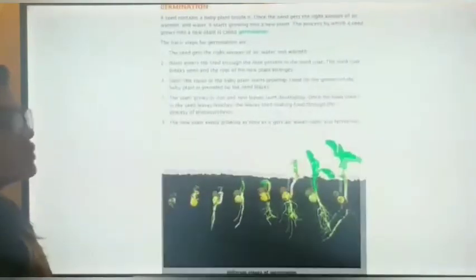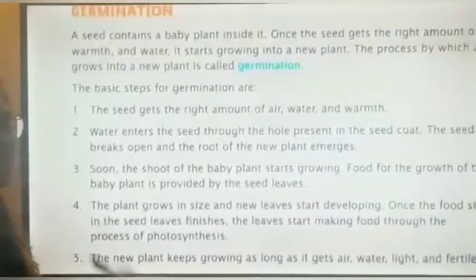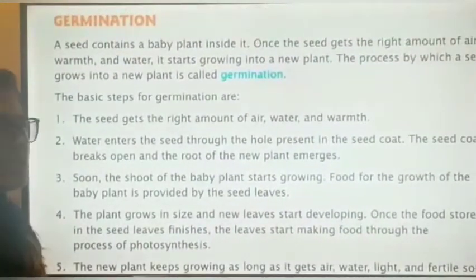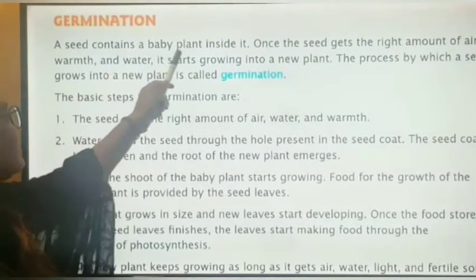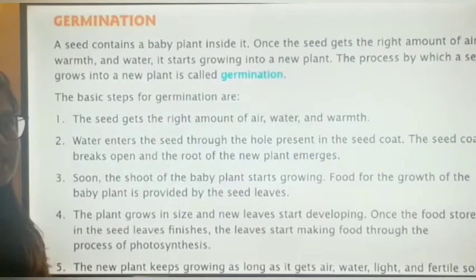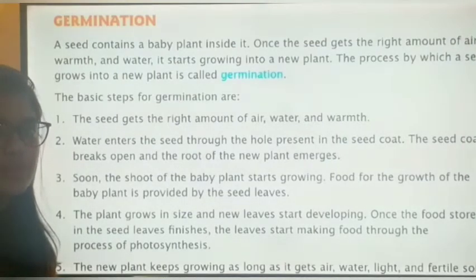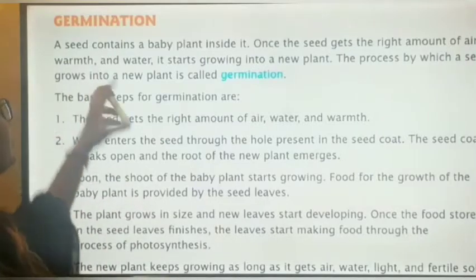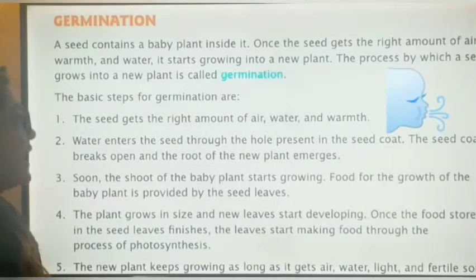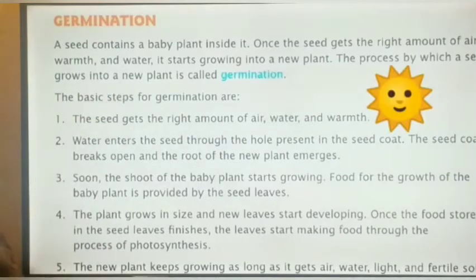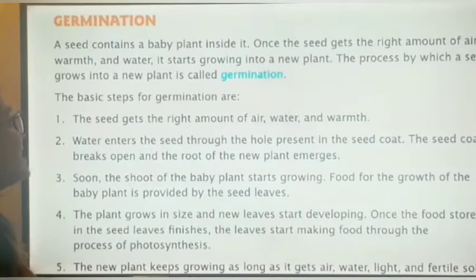So what happens in germination that we are going to study? A seed contains a baby plant inside it. In the structure of seed we have seen the embryo. Inside the seed, when it gets the right amount of air, warmth and water, it starts growing into a new plant.